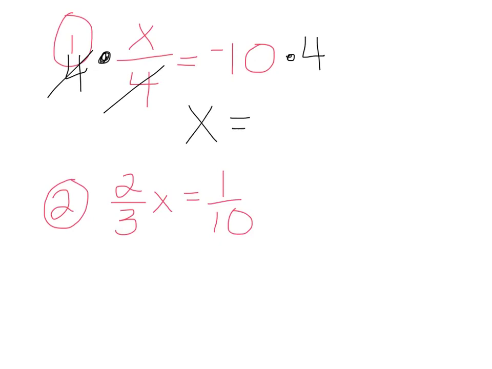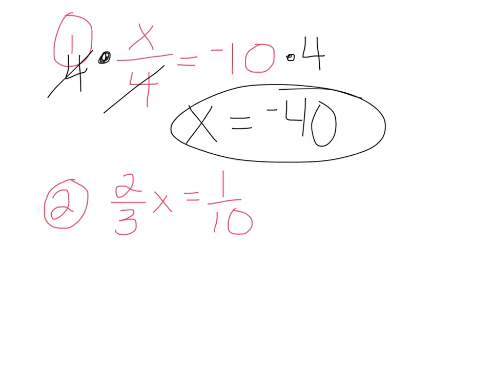So we get x equals negative 40. And you could also check your answer again by saying negative 40 divided by 4 equals negative 10. Negative 10 equals negative 10. And there is your check.